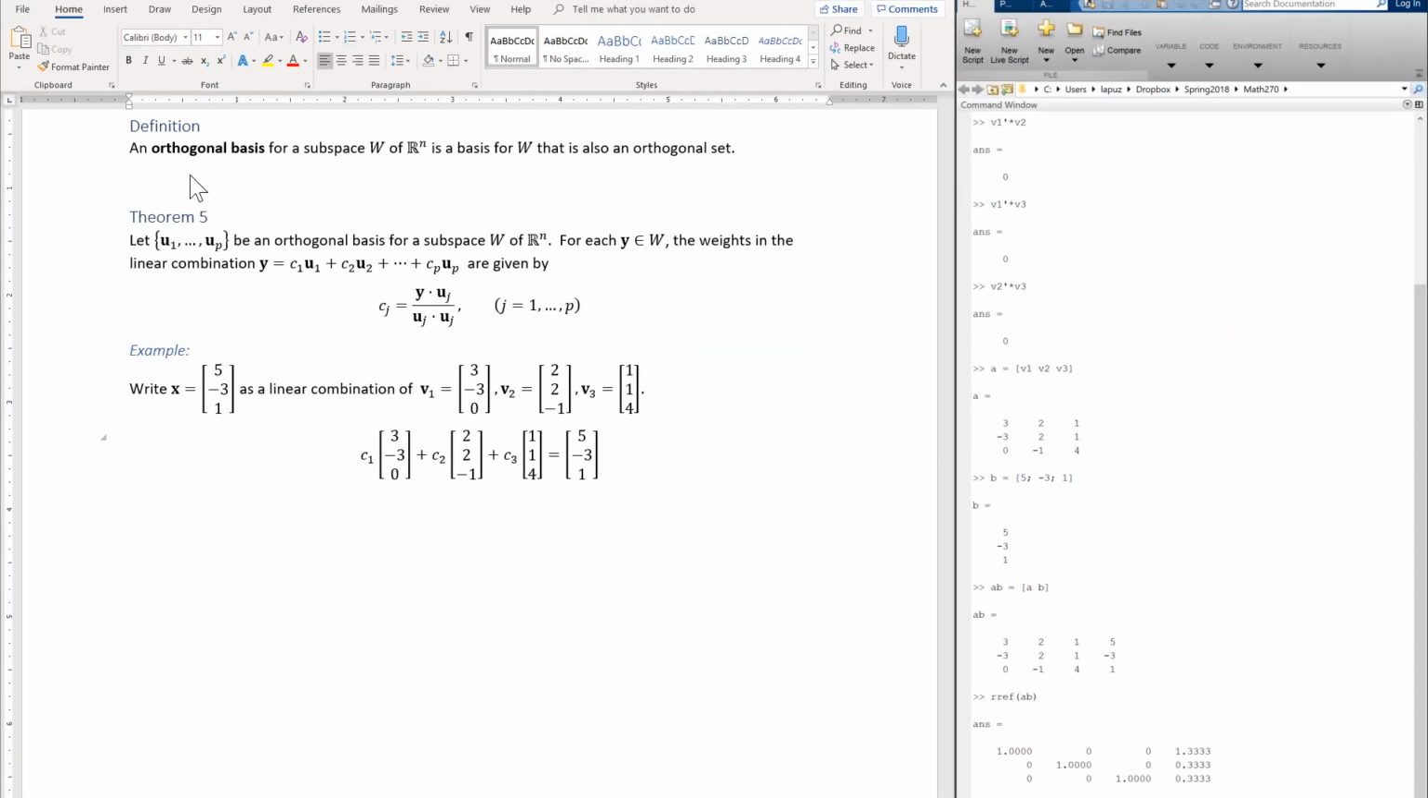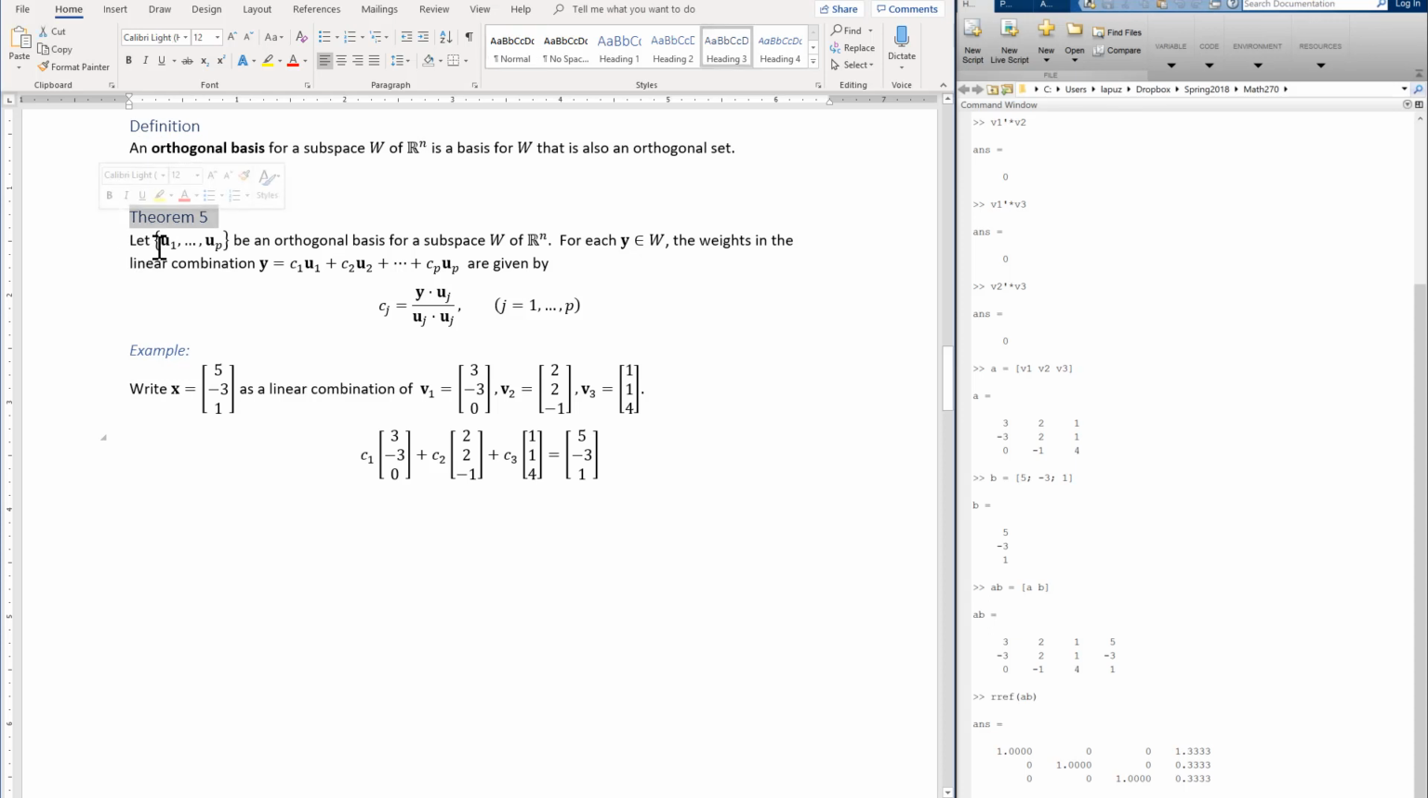So the next part goes beyond the orthogonal set and asks us to look at an orthogonal basis. An orthogonal basis for a subset W in Rn is a basis for W that's also orthogonal. So remember that if you have a set that's already orthogonal, then they must be linearly independent. And if they're linearly independent, they must form a basis. So this is just the definition of an orthogonal basis.